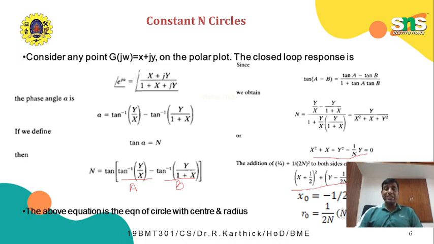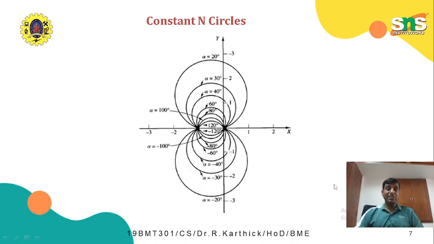Now it is with center x naught is equal to minus 1 by 2 and y naught is equal to 1 divided by 2N. This is the center, and with radius it is 1 divided by 2N into N squared plus 1 the whole power 1 by 2. So this represents the N circle, that is the phase angle. Okay, it represents the N circles with center and radius, and now you can see this, it is the representation of constant N circles. Again it is a circle and you can see it is for different phase angles.